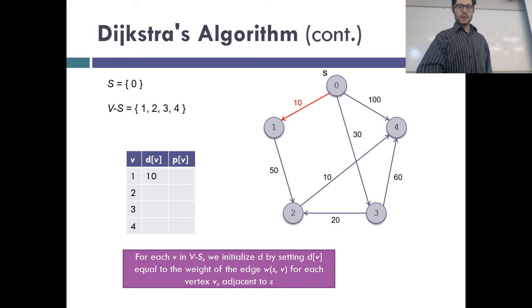Right? I know that I can get from 0 to 3 for a cost of 30, and I know I can get from 0 to 4 for a cost of 100. These are the shortest distances I know so far. Yes? Where are we trying to go starting at? We don't care where we're going. We're just trying to figure out what the shortest distance is to everything, essentially.